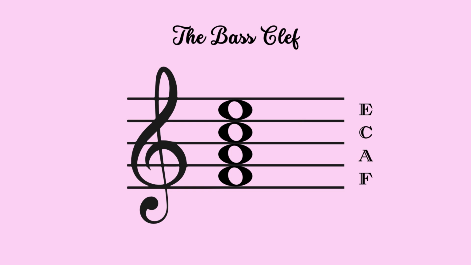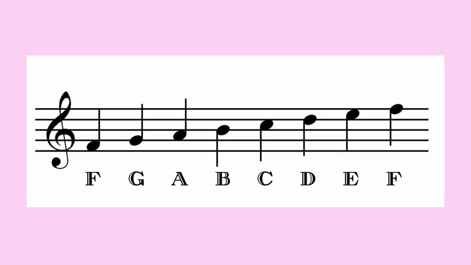In the treble clef, the space notes read F, A, C, and E from the bottom space to the top space. You will notice that these letters spell the word face. You can use this trick to memorize the treble clef space notes. Here is an image of all the line and space notes in the treble clef.